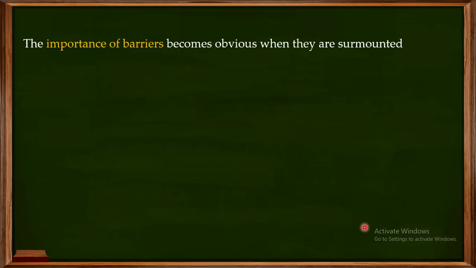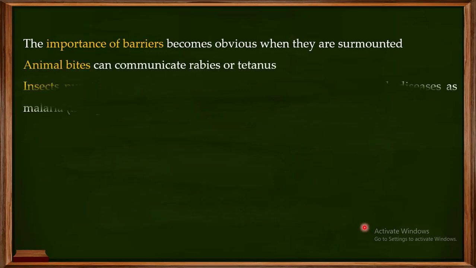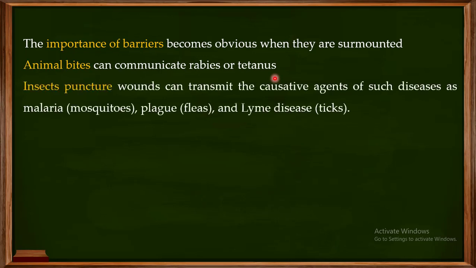Now, the importance of these barriers becomes obvious when they are surmounted. For example, an animal bite can communicate rabies or tetanus. What animal bites are doing is surmounting these physical barriers, thereby allowing the pathogen to enter the body easily, and then the immune system is going to get activated. Another important example is insect puncture wounds, which can transmit the causative agent of many diseases like malaria, the plague, or Lyme disease.